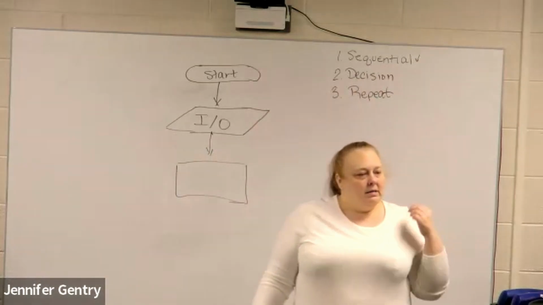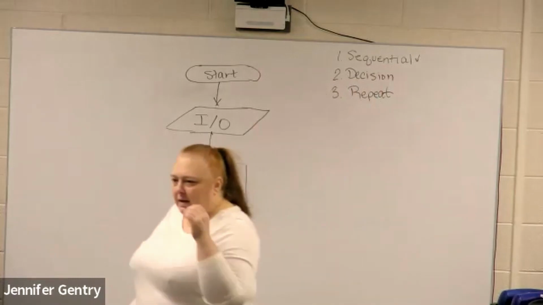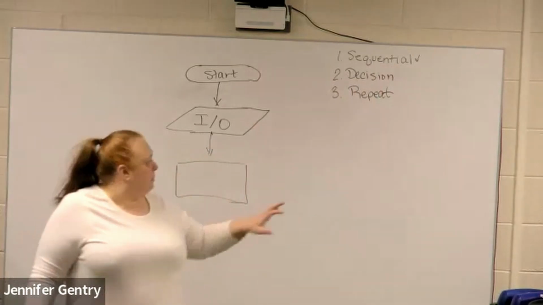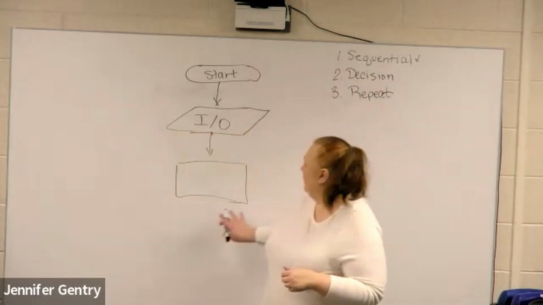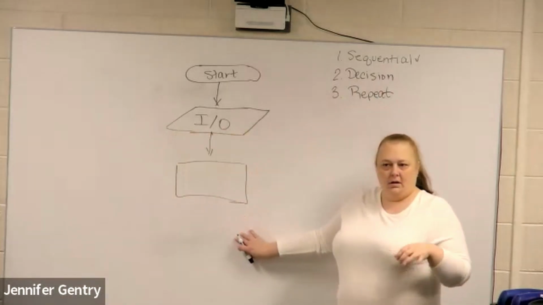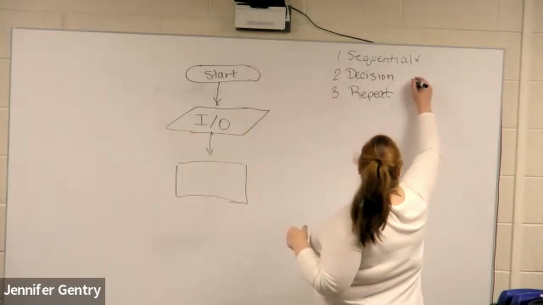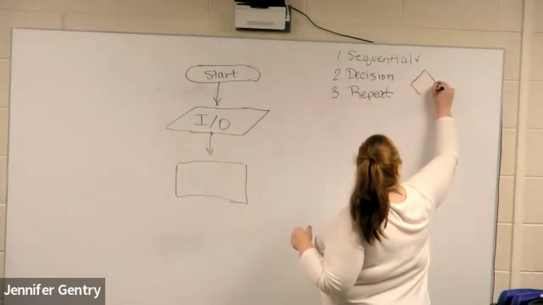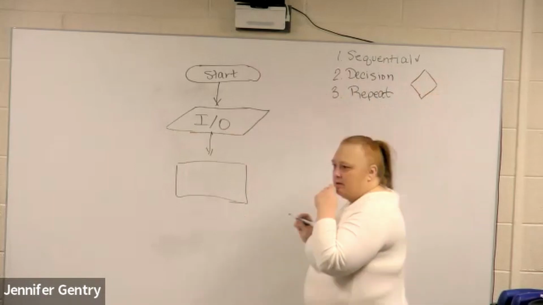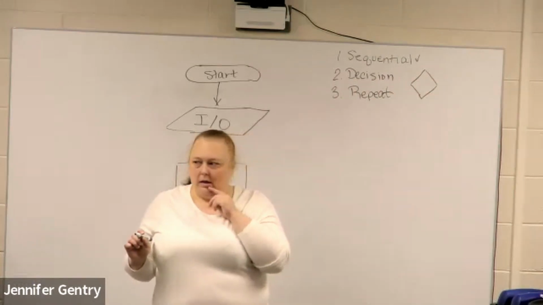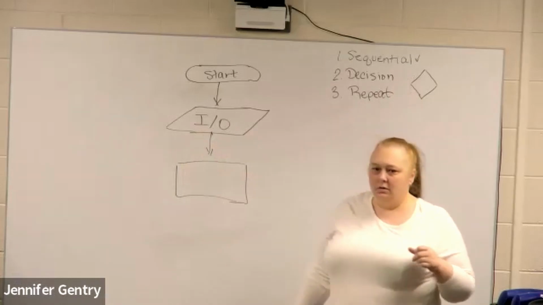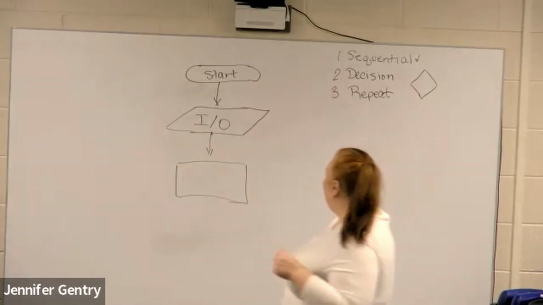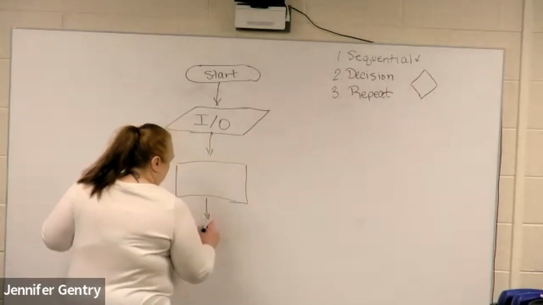Okay. Does anyone know what it looks like on a flow chart if I want to make a decision or do a repeat? These actually have the same symbol. What symbol am I missing up here? Good job. A rhombus or a diamond. You're going to use that both for decisions and for repeating. Okay. So I go here.